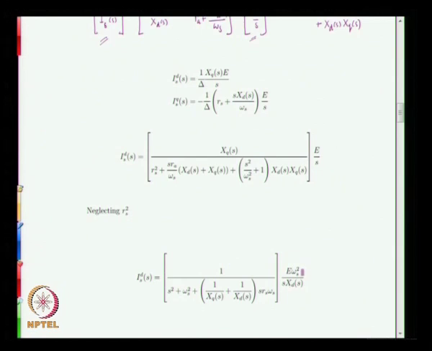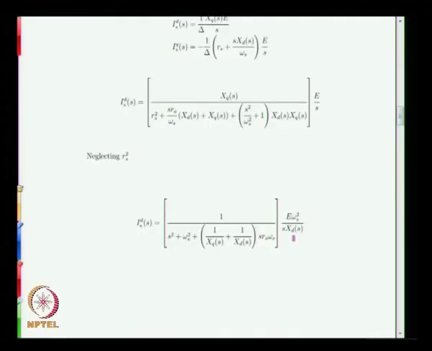Now Xd of s itself is a fairly complicated expression. If you remember what we have done, this is the operational direct axis reactance of the machine. So it is of the form (1 plus s T'd)(1 plus s T''d) by (1 plus s T'do)(1 plus s T''do) into Xd. So let us look at that expression, that now comes as 1 over Xd.